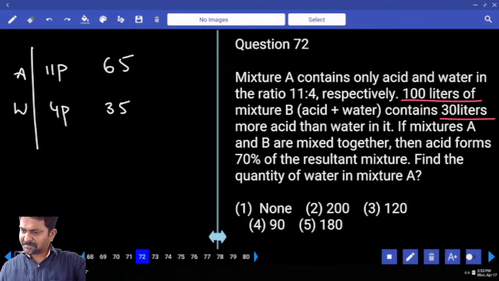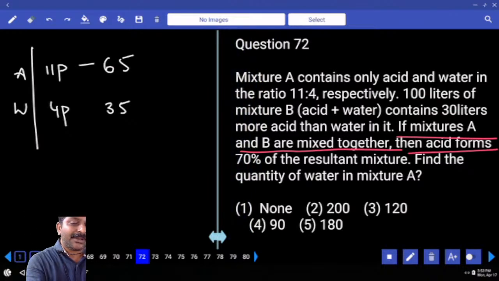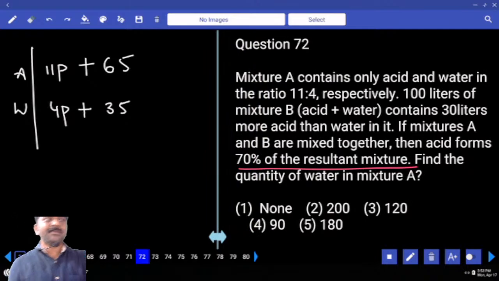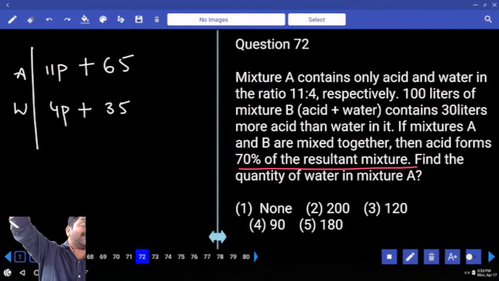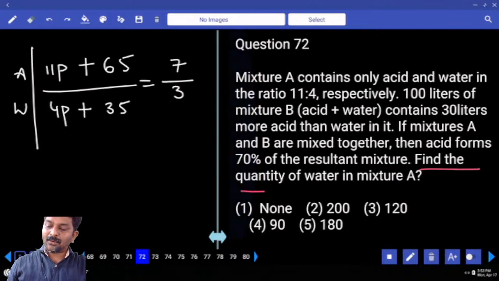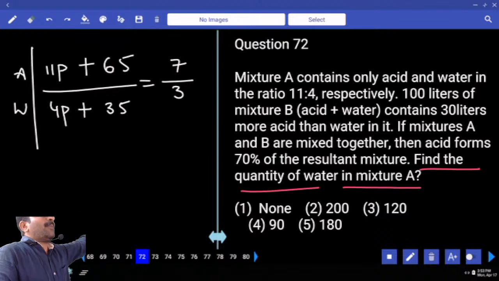Next, continue. If mixture A and B are mixed together, acid forms 70% of the resulting mixture. Resulting mixture in the sense upon total only. If total is 100%, acid is 70% and water is 30%. That means both are in the ratio 7:3. Now, what is the question? Find the quantity of water in mixture A. In mixture A, how much is the quantity of water?